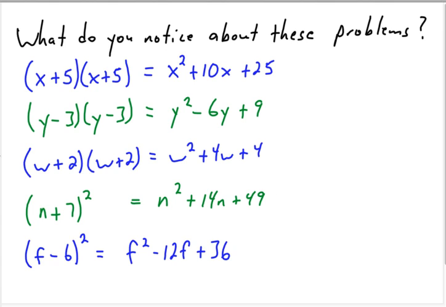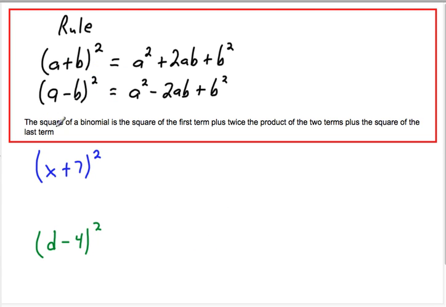Now we're going to get to the rule. So the square of a binomial, so meaning anything with two terms, so a plus b squared or a minus b squared, the square of a binomial is the square of the first term, so a squared, plus twice the product of the two terms, so ab times 2, plus the square of the last term, b squared. And then in the case of subtraction, it's the same thing, except where you subtract the middle. You subtract the product times 2, right?